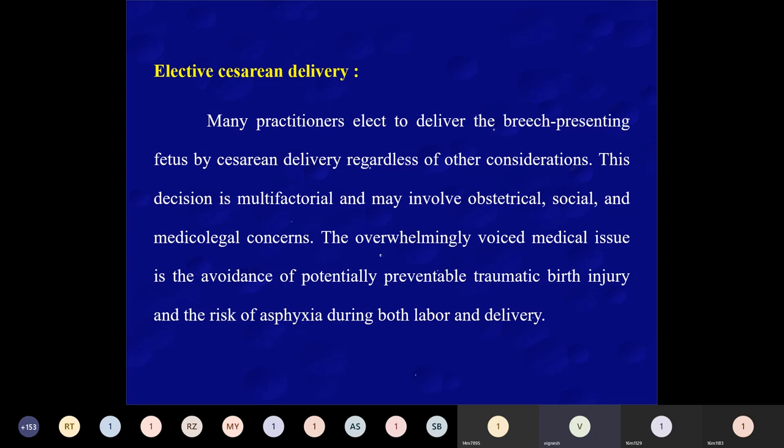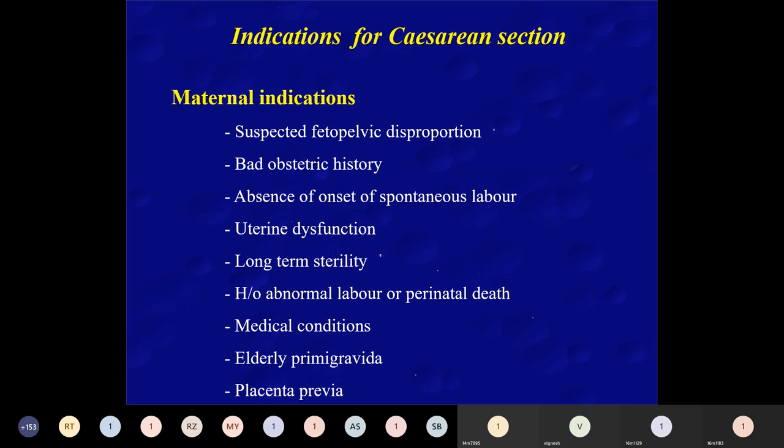So elective cesarean section, what are the indications for elective cesarean delivery? One is maternal indication: if you suspect a fetopelvic disproportion, if she has a bad obstetric history, absence of onset of spontaneous labor, uterine dysfunction, long-term sterility, history of abnormal labor or perinatal death. Last time, breech presentation, there was a death of the fetus. Then second gravida, just because she's a second gravida, you cannot allow her a vaginal delivery. You have to think of cesarean section. Any associated medical condition, elderly primigravida, placenta previa, these are the maternal indications to go ahead with the elective cesarean section.